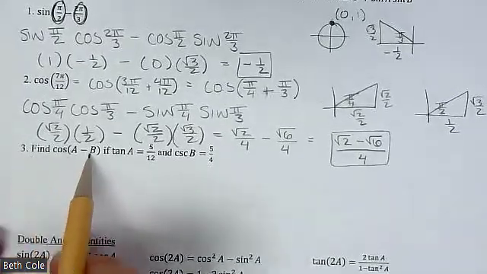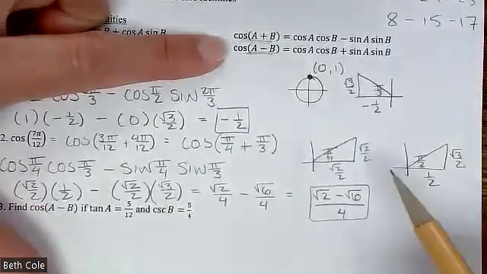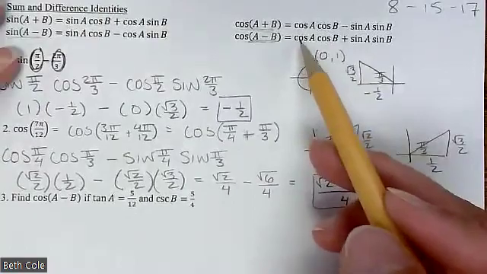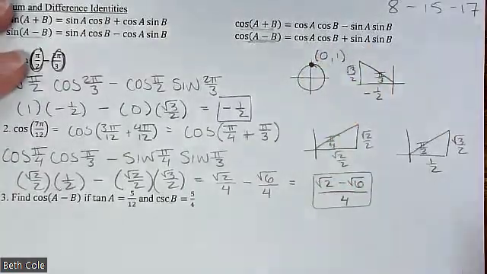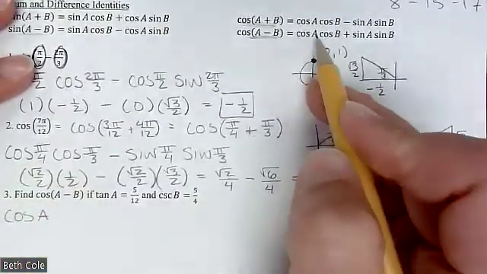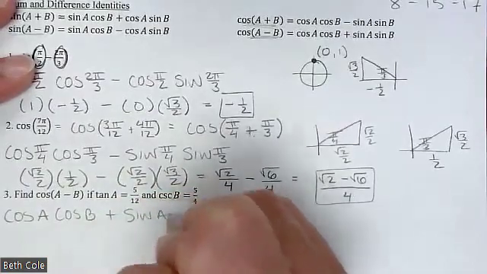All right, find cosine A minus B. So that just tells you like, hey, this is the formula we want. Cosine A minus B. If these things are all true. I'll get to that in a second. First, let's list this out. Now, all we have is A and B. You don't have pi over anything. So just write out the formula. It's cosine A, cosine B, plus sine A, sine B.